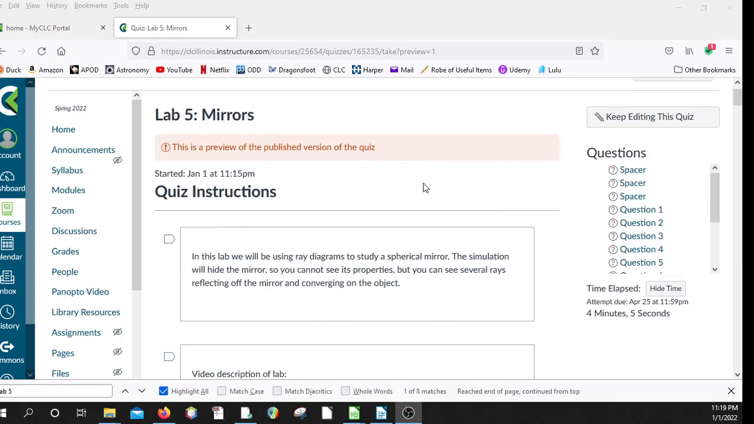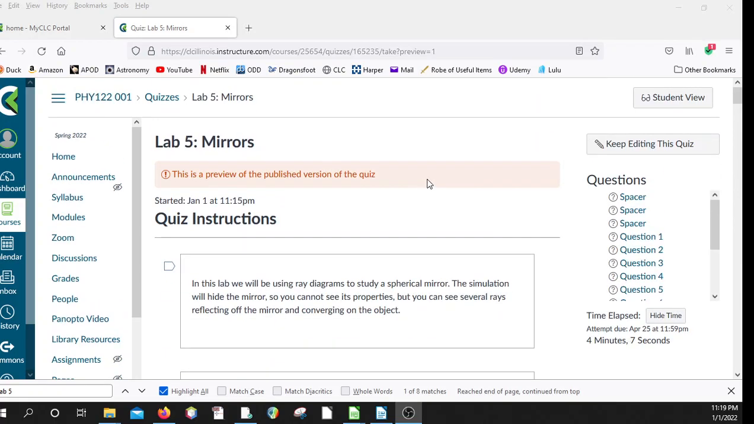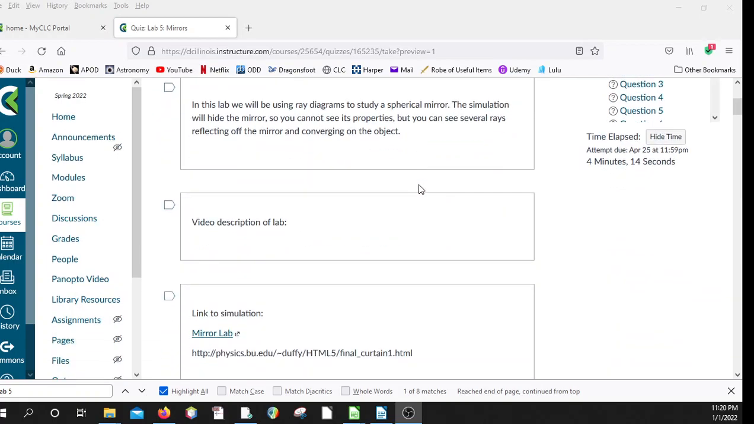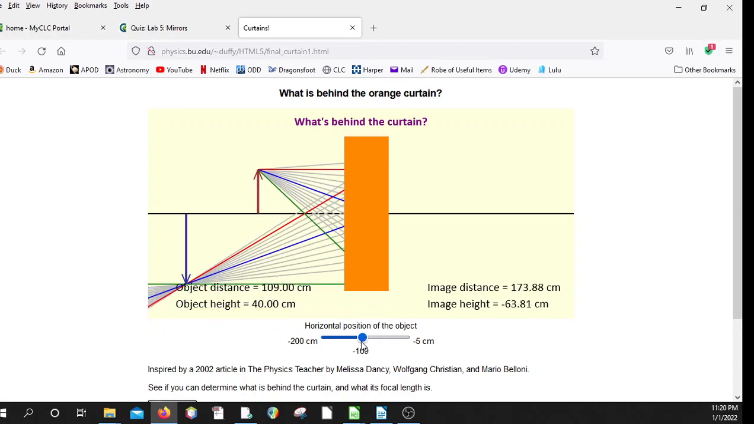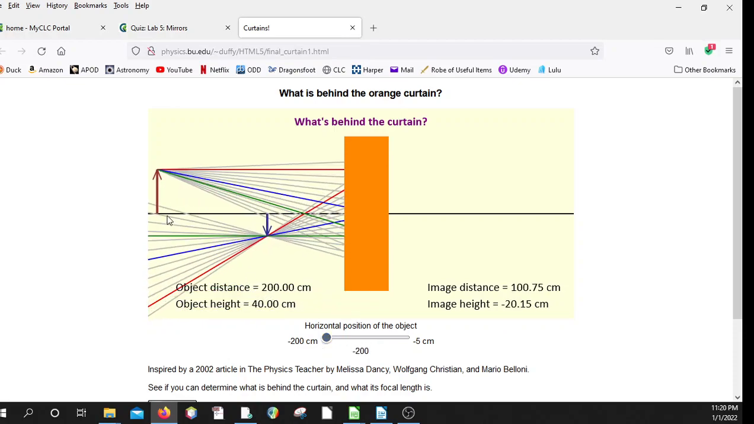A little quest. Okay, so our fifth lab. We're going to study mirrors, and I'm just going to scroll down and open up the simulation. So let's do that, and now we can see. I'm going to move this over a little bit so we can see better.